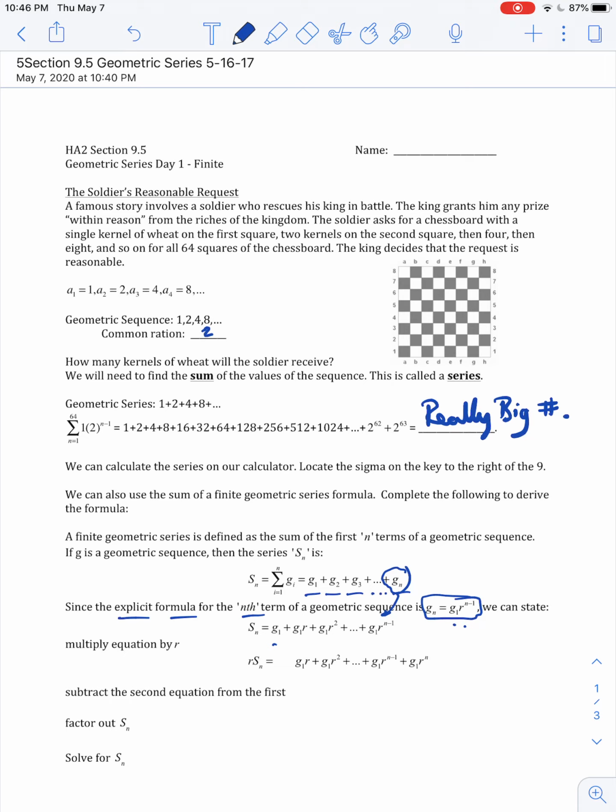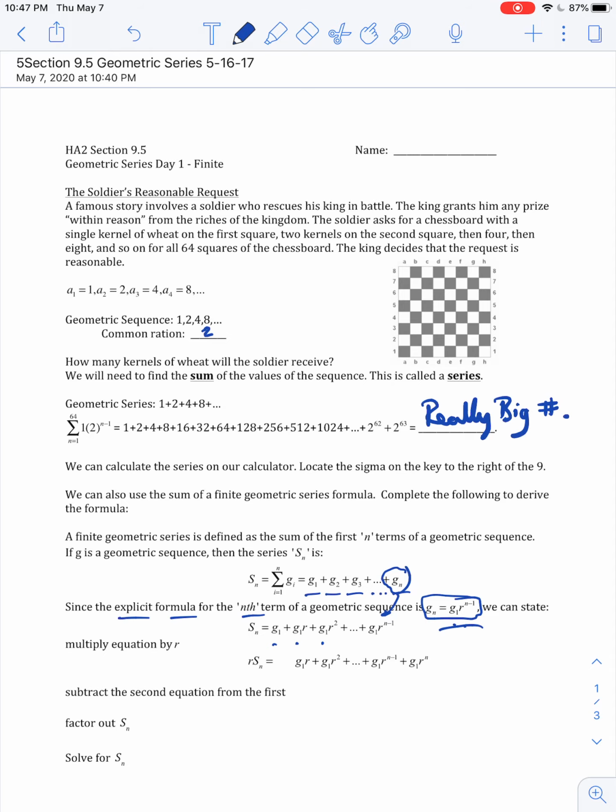plus, so now rather than writing G2, notice that I wrote it as G1 multiplied by r, because that's what it would be, okay? And then G sub 3 would be G1 times r squared. So instead of writing G2, G3, I'm just replacing it with what term it is in the sequence based on our formula, okay?